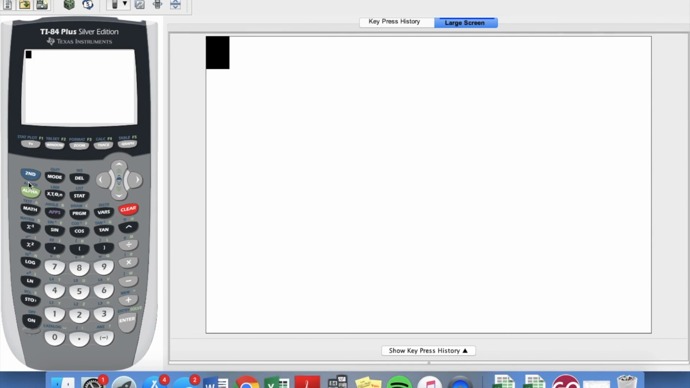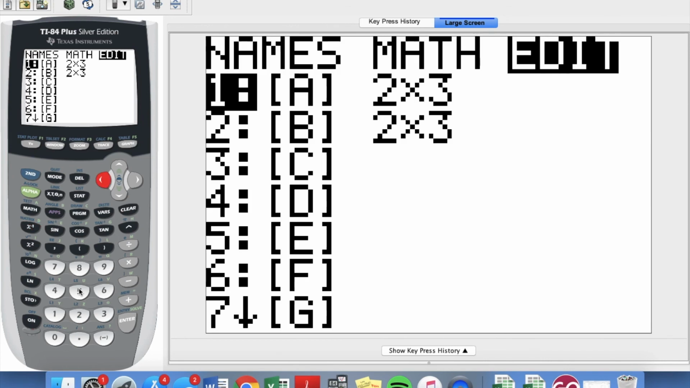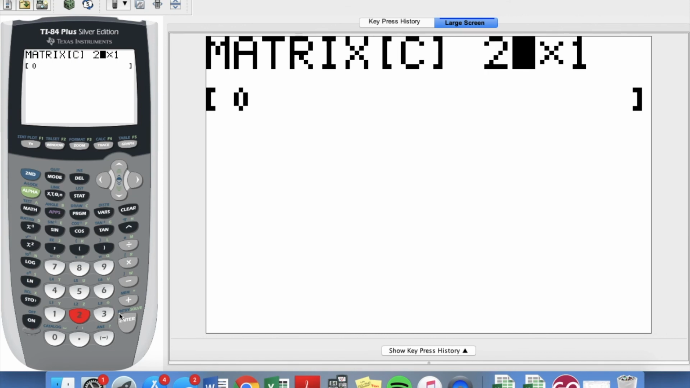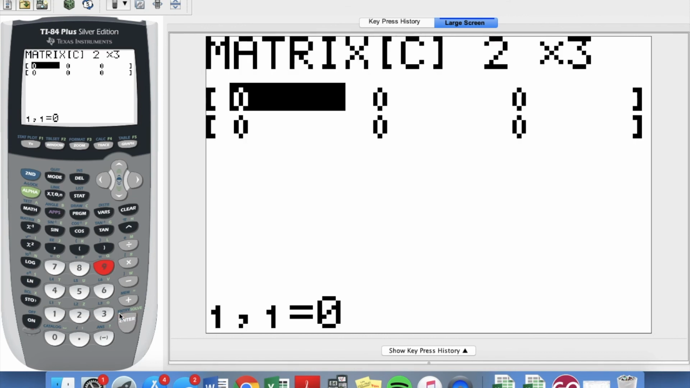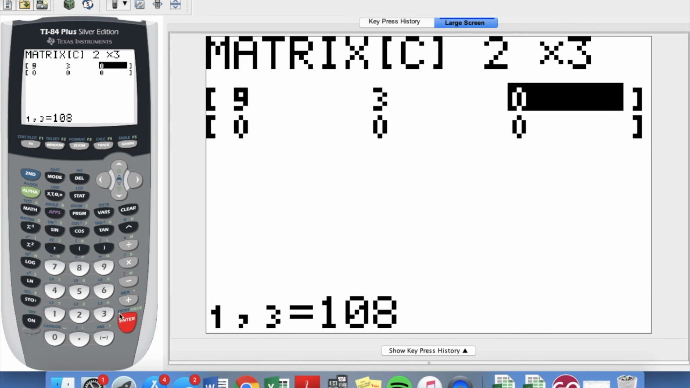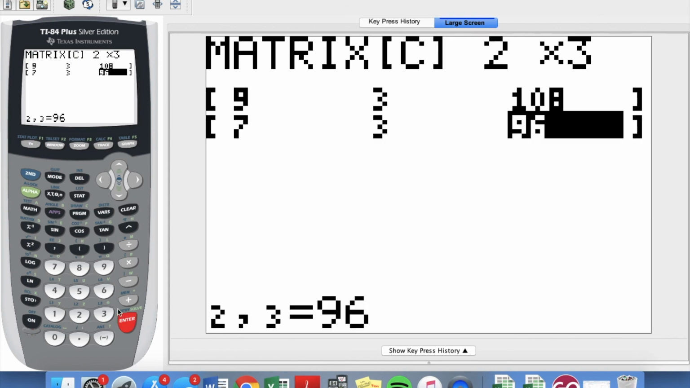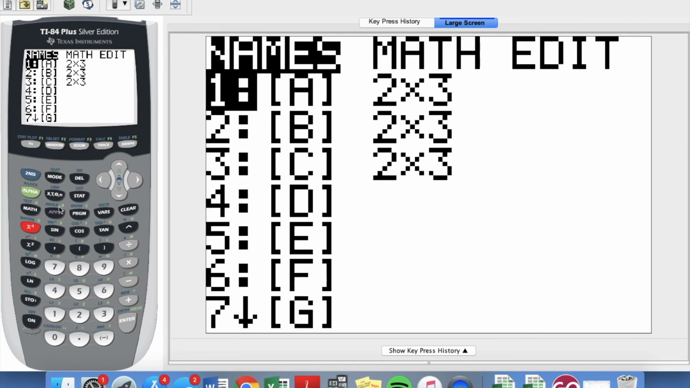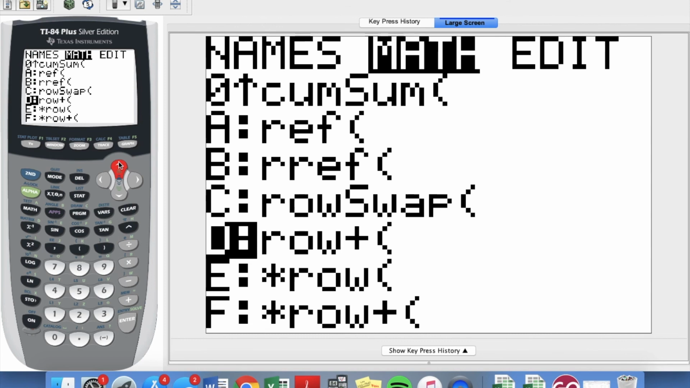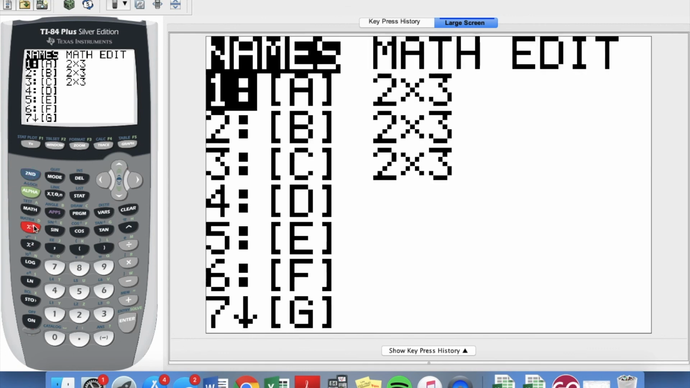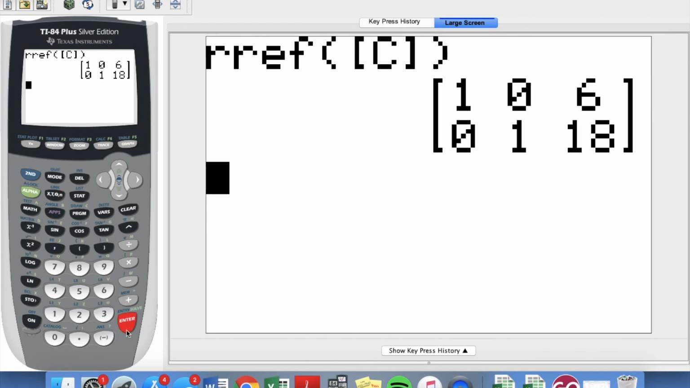All right, and the last problem we're going to enter in the calculator. So second matrix, edit. I'm going to edit C this time. That's still a 2 by 3. And then we have 9, 3, 108. And then 7, 3, 96. Quit out of here. Second matrix, go to math, up to B. Enter. Second matrix, matrix C, enter. 1 0 6 and 0 1 18. So that means 1 bracelet would give her $6 profit, and 1 necklace would give her $18 profit. So there you are. That's the last problem that we need to enter into IXL, and we're all done.